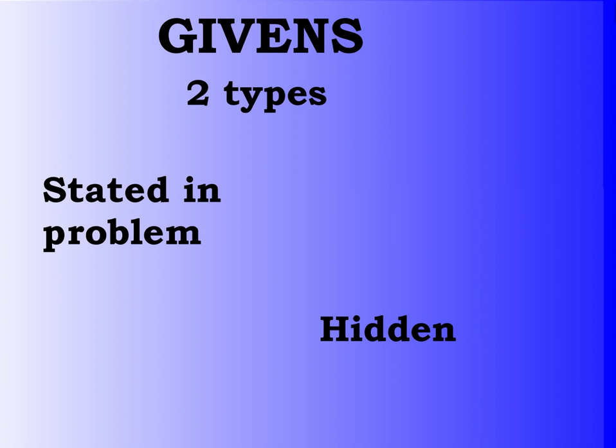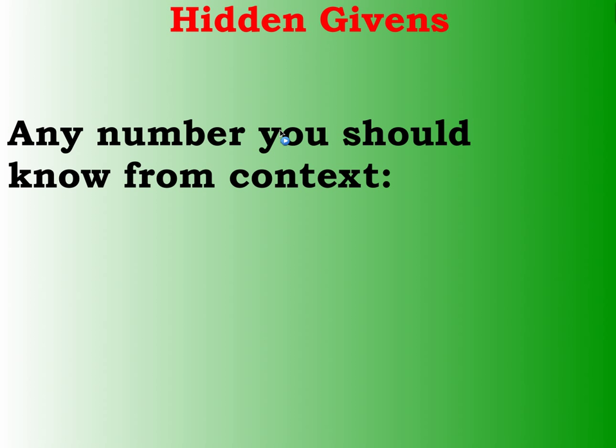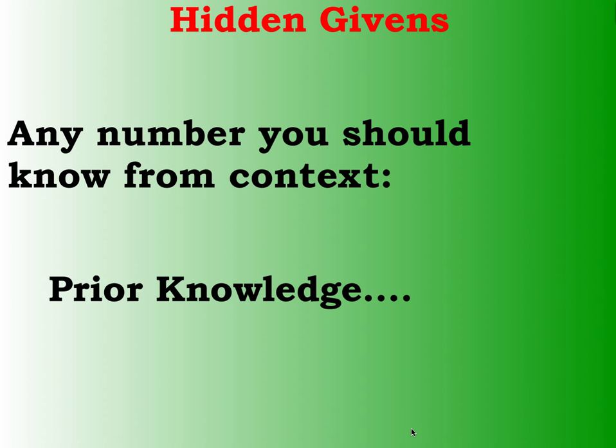For givens, there are two types: the numbers that are stated in the problems and hidden givens. Students will struggle a bit with the stated givens, mostly just trying to figure out what variable goes with which number. The hidden givens will give them a bit more problems. Hidden givens are just that. They're any number that's not in the problem as stated, and it's something they should know from context. For example, gravity is always negative 9.8 meters per second squared. It is also anything they should know from prior knowledge, from a previous unit.